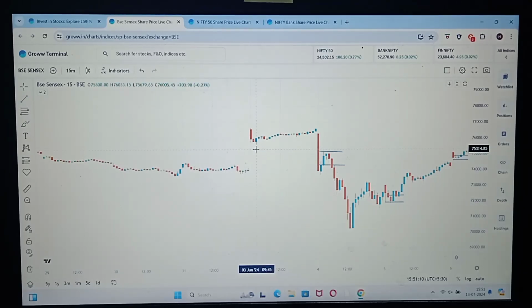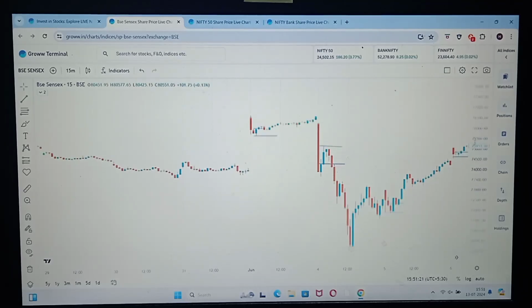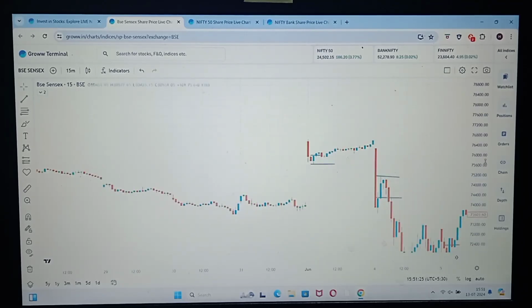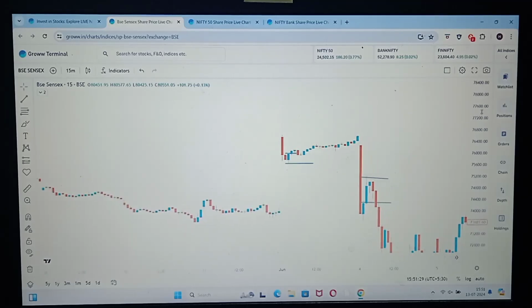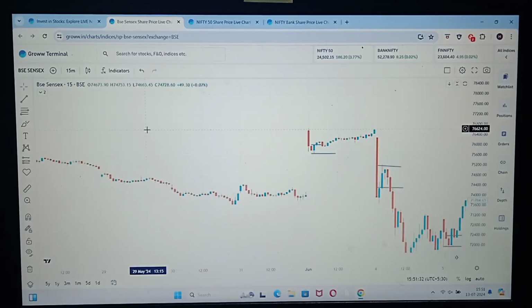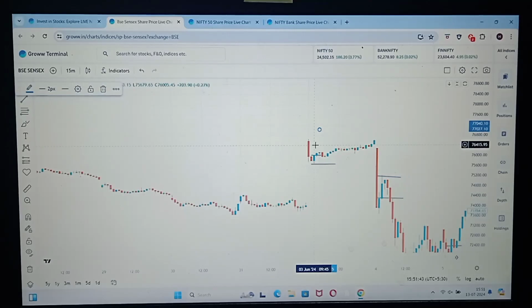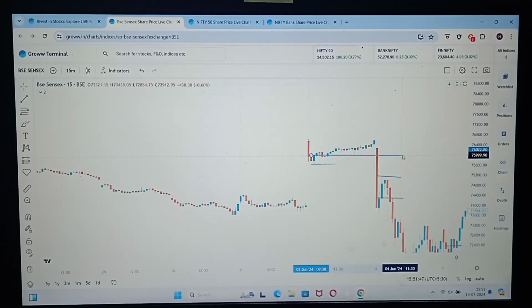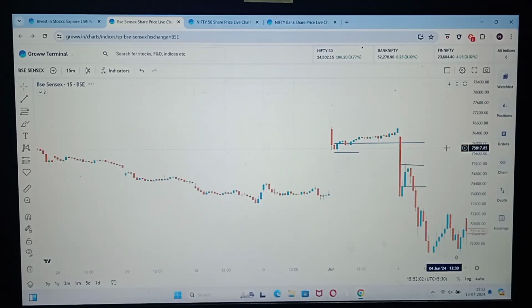3rd of June, we'll see, this is a 15-minute candle. On 3rd of June, the market consolidated throughout the day, so we'll see if we got any trade or not. So clearly you can see we got a small trade at the 76,025 mark. How much? 50 points, easily 30 points, 20 points we could have stolen.